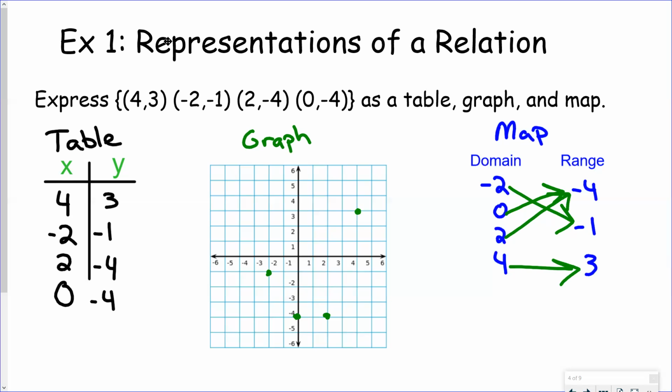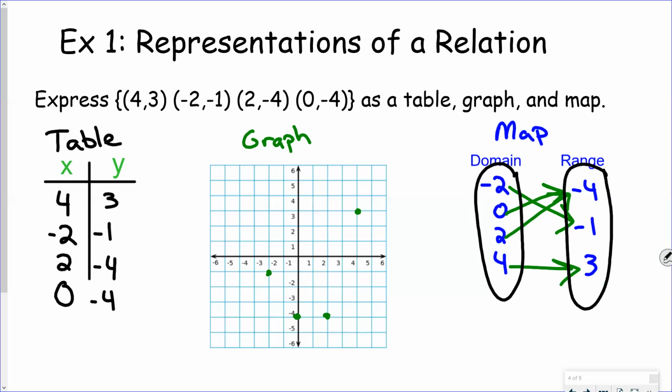So these are the three things we do to represent a relation. We take the relation, which is a set of ordered pairs, and we draw them out as an X-Y table. We graph them, and then we create a map. Sometimes with maps, you'll see a circle around these numbers, and then the lines go to them. Sometimes they're not with the circles, but we do have to have the arrows that show the relation.